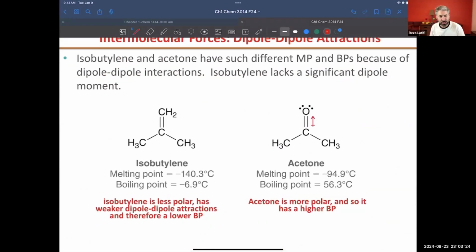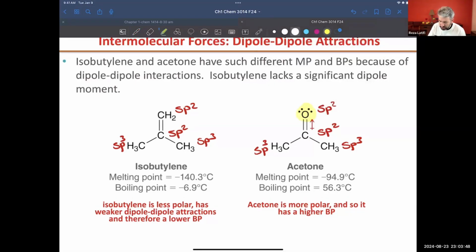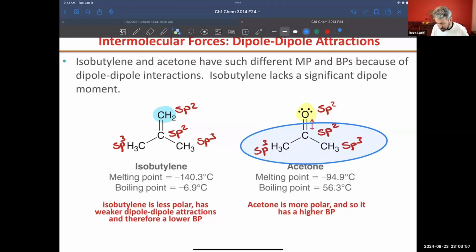Let's go through this example. In this case, we have carbons that are sp3, sp3; this one is sp2, and that one is sp2. How about here? Here we have sp3, sp3, and sp2 and sp2. Let's highlight these elements. It looks like these two species are the same, or they share the same components at the bottom. So the difference comes from O versus CH2.